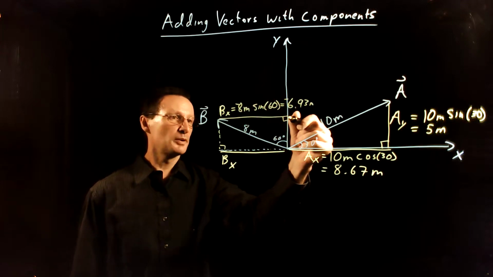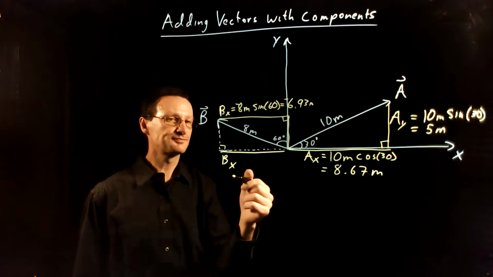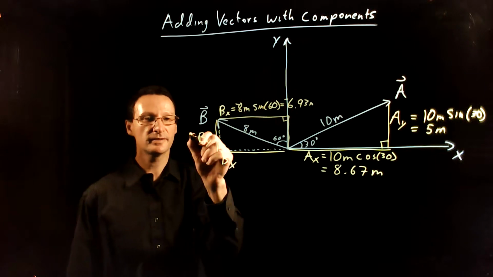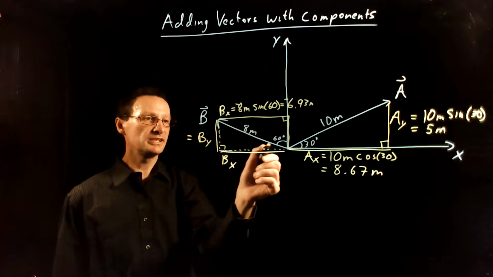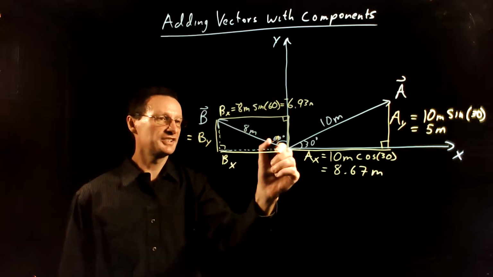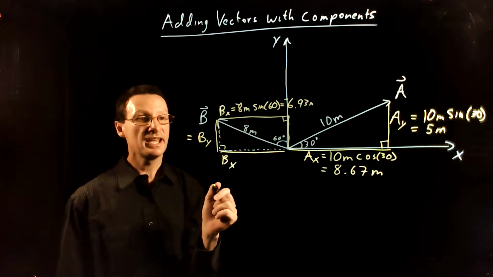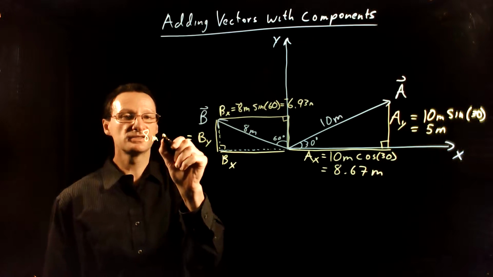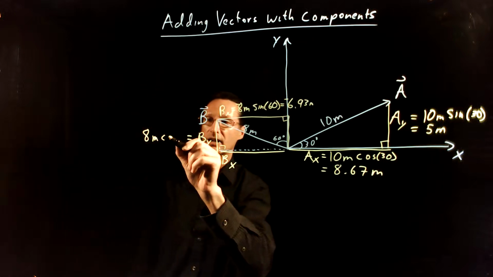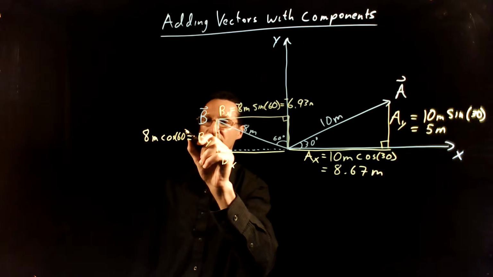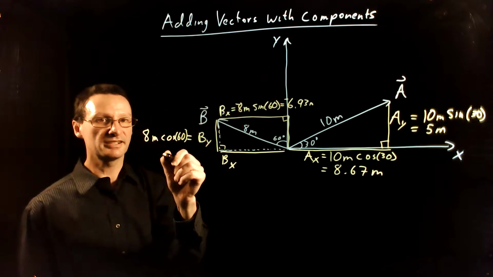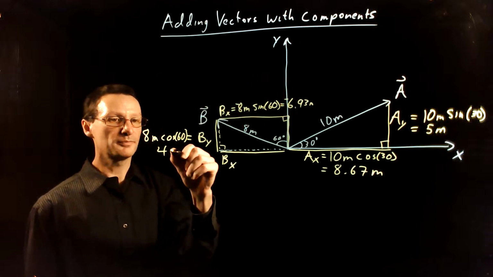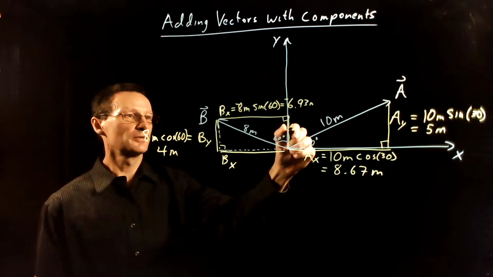For the y component, that's going to be this side right here, which is also this side here. I'll write it over here for convenience, a little more space. That side, of course, is adjacent to the 60 degrees, and so I need to use cosine for that. So I take the hypotenuse of 8 meters and multiply by cosine of 60 degrees. When I punch that into my calculator, that gives me 4 meters. So this side is 4 meters.